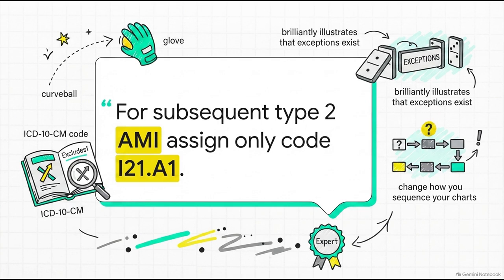The correct answer is to assign code I21.A1, myocardial infarction type 2. The ICD-10-CM official guidelines strictly state, do not assign code I22 for subsequent myocardial infarctions other than type 1 or unspecified. For subsequent type 2 AMI, assign only code I21.A1. There's actually an Excludes1 note under category I22 that explicitly enforces this.